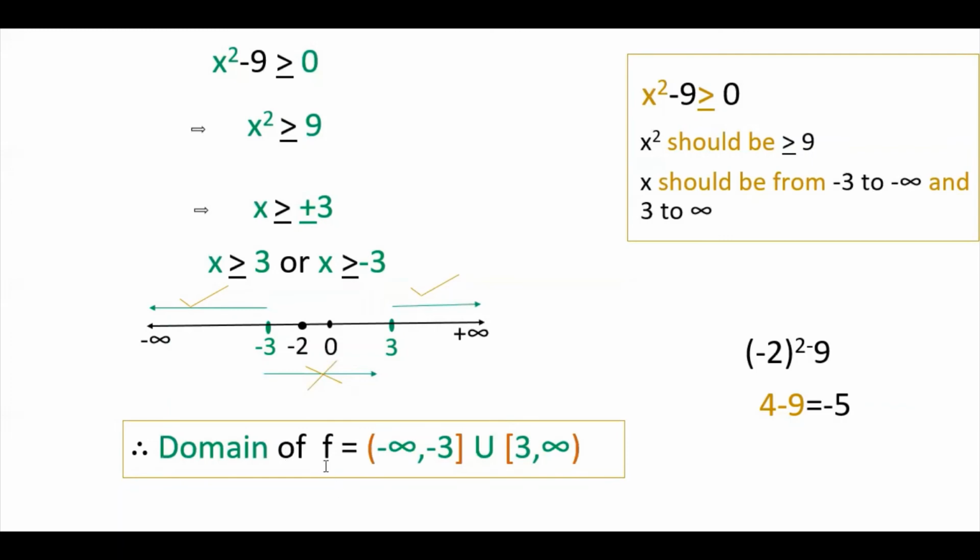So in this case, the domain of this function is minus infinity comma minus 3. Here it is excluding infinity with an open bracket, and minus 3 is included. So you have to write these values and union 3 comma infinity. That means the x values are satisfying this case and this case also. So you have to put union. That means these values and these values, both are satisfying this function. So the domain of this function is like this.